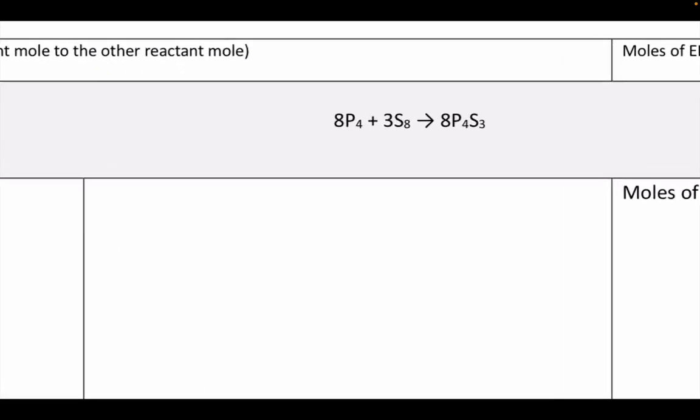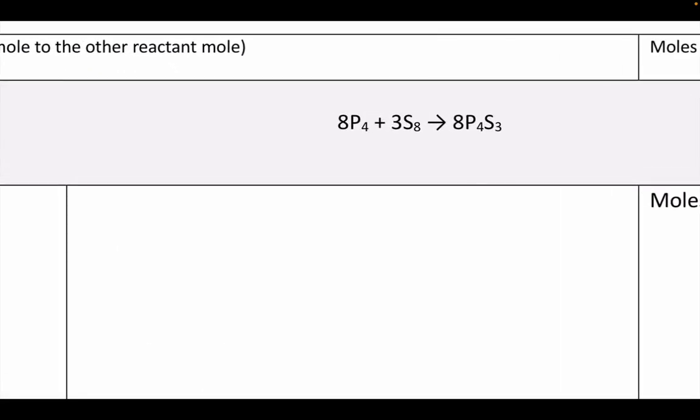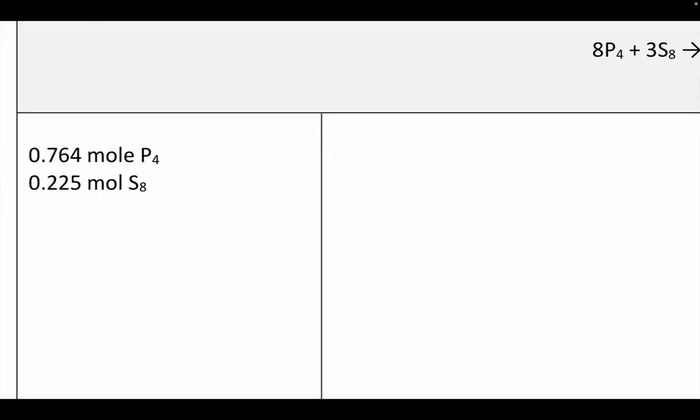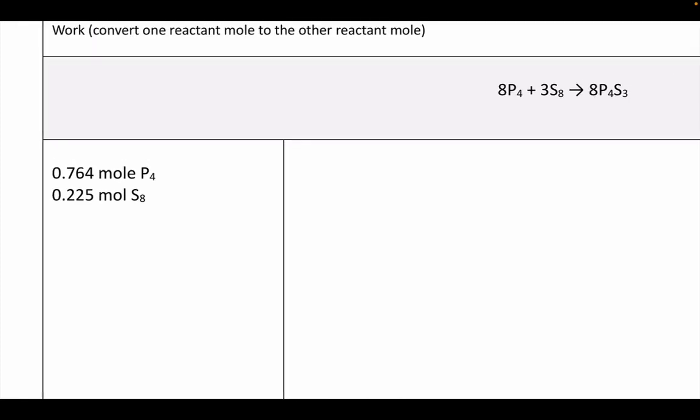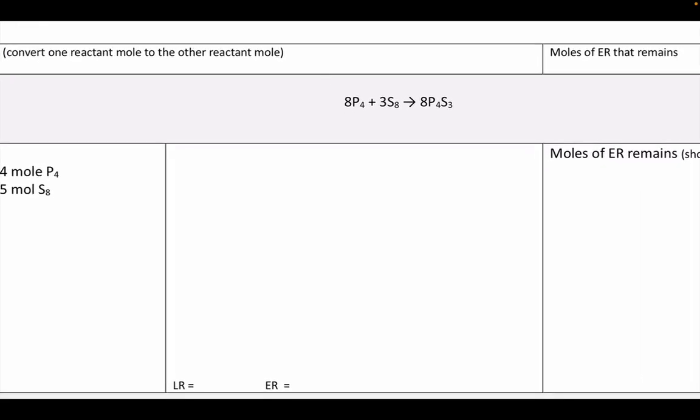The first thing you want to do always, I think, when you do these problems is take your given information and write it above the reactants in the reaction. So in this question, we have 0.764 moles of P4, and we have 0.225 moles of S8. So to determine the limiting reactant, you want to take one of those beginning amounts.